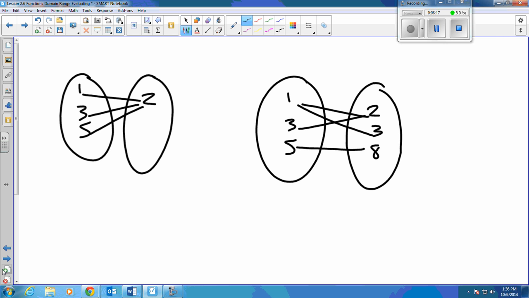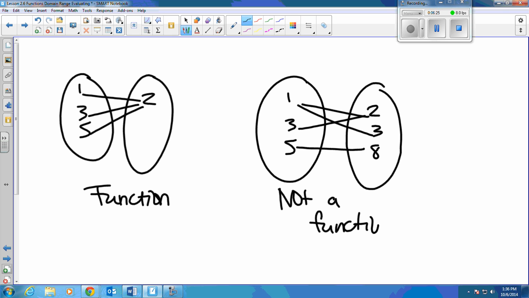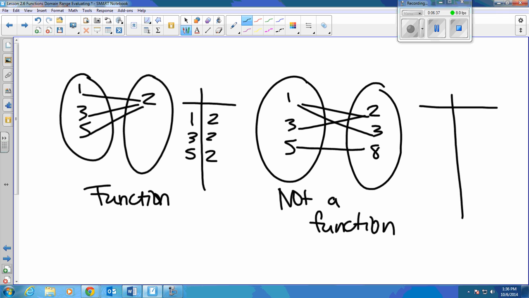So this would be a function. This would be not a function. So it would simply be a relation. If I graphed these in a table form, this would be 1, 2, 3, 2, 5, 2. And if I graphed those, they would pass the vertical line test. If I took the other one and made it a table, I'd have 1, 2, and 1, 3 as separate points, and that would fail the vertical line test.